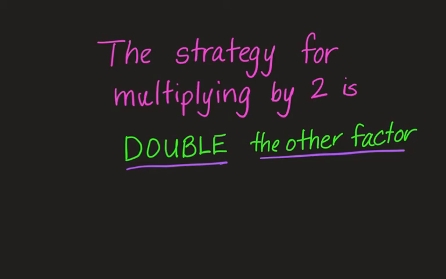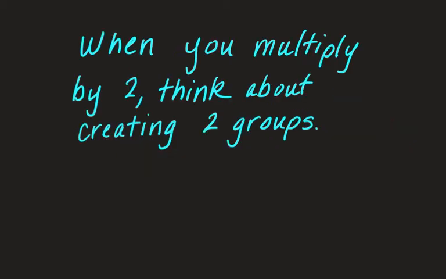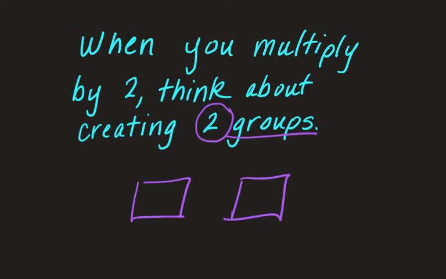When you multiply by 2, think about creating 2 groups. So you'll have one group, and then you'll have a second group that is the same amount. And the number in that group is going to be the other factor.